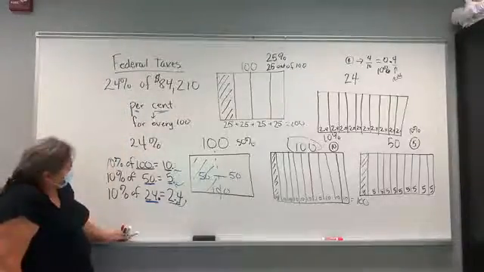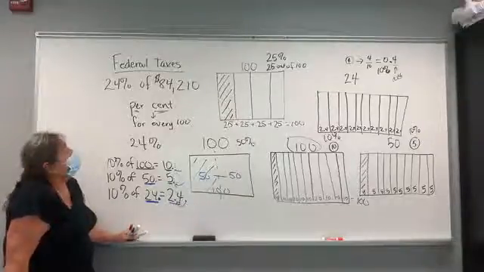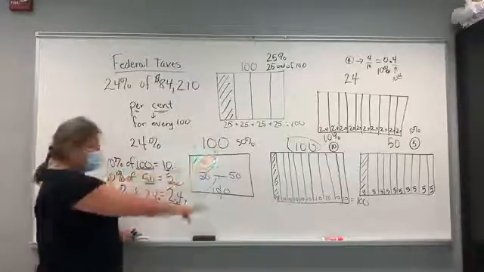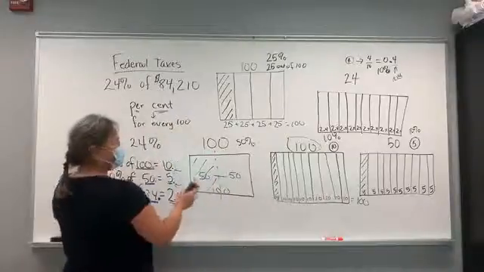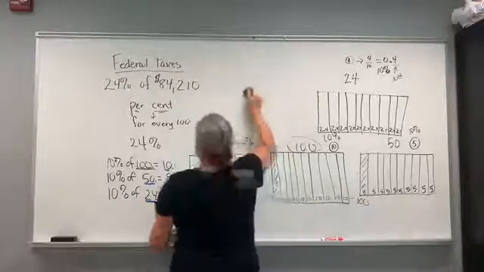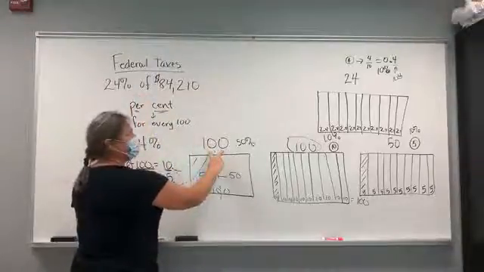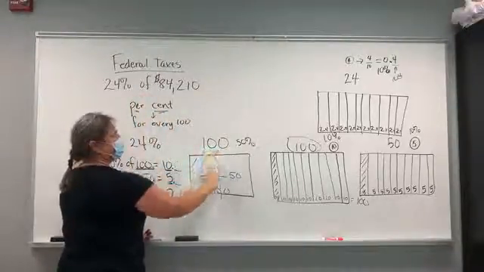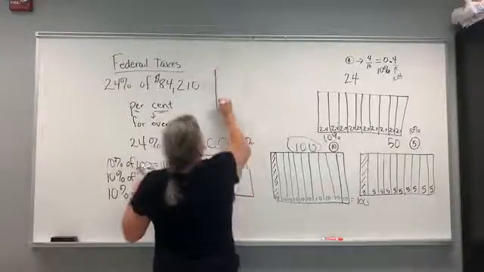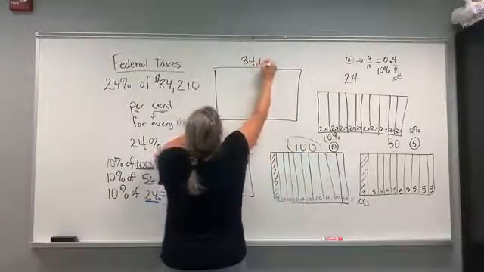So now we have to think about this. So we know that we want to figure out 24% of 84,210. So let's think about what we could do with that. So let's draw a picture, because we've been using pictures so far. So now it's not out of 100. So this particular question, our whole, everything that's in there, this is our 100. So that's going to be 84,000. So let's put that up. So this is 84,210.